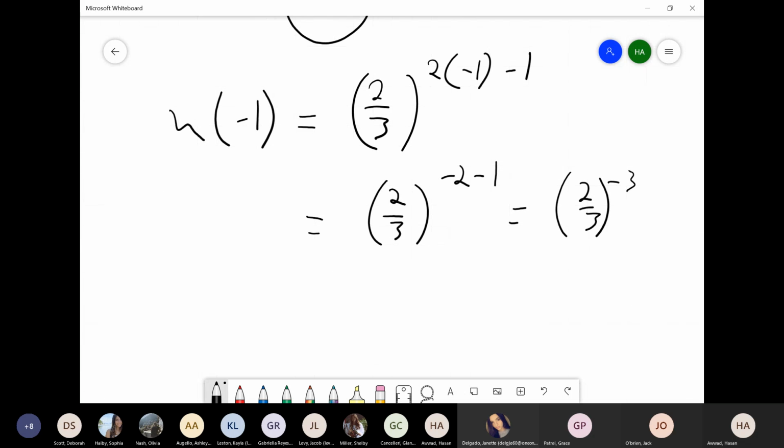And I always recommend doing this in 2 steps. Handle the negative sign first, and once you've handled the negative sign, then do the actual exponent, right? You can do it in 1 step if you're comfortable enough, but I just recommend doing it in 2 steps. That way you are positive that you're not making any mistakes. So let's handle the negative sign first.